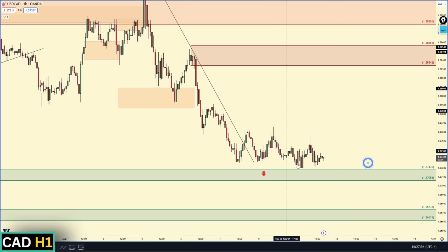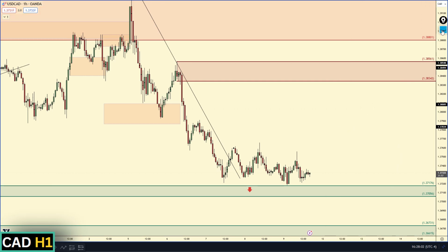On the 1 hour chart, we do have a 1 hour downtrend. I don't really call this a trend line anymore, but the trend is down, in my opinion. So it is tricky, but if we do get a pullback all the way up to supply at the 1.38 area, we could see a move off of that supply zone.